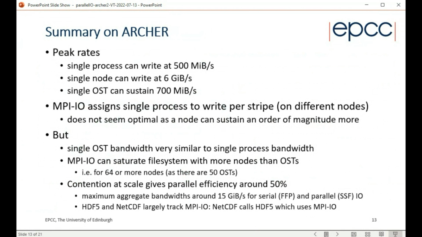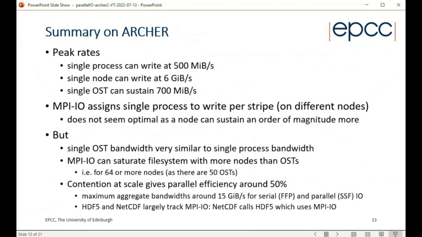That doesn't seem optimal, as a node can sustain an order of magnitude more. But as I said, a single OST bandwidth is very similar to a single process bandwidth. And MPI-IO can therefore saturate the file system with more nodes than OSTs. So if you have enough nodes, you can saturate all the disks. And we saw we get about a 50% parallel efficiency, which isn't bad.